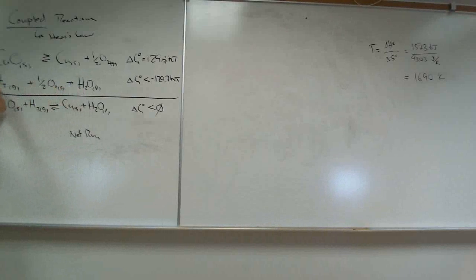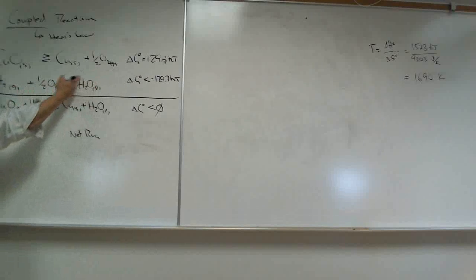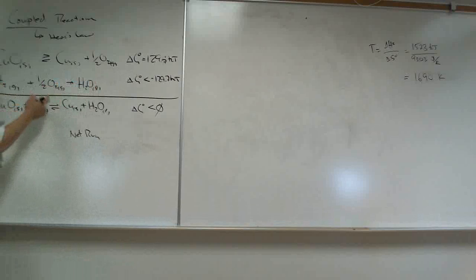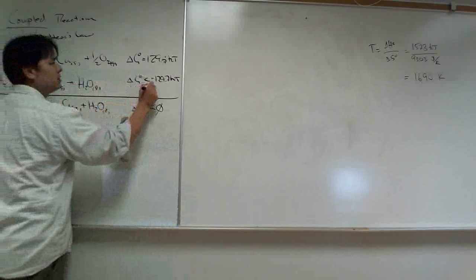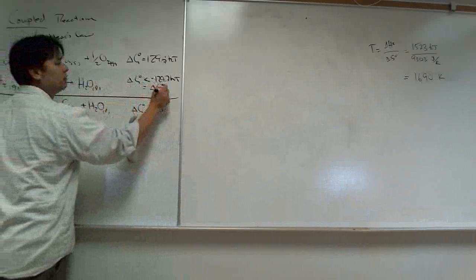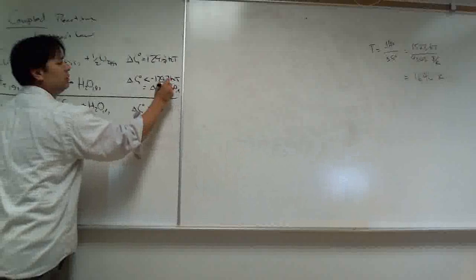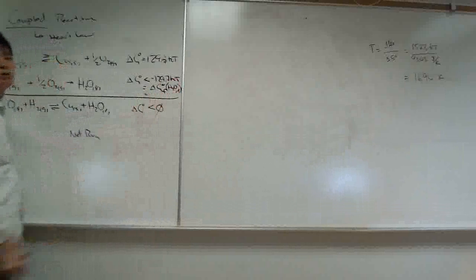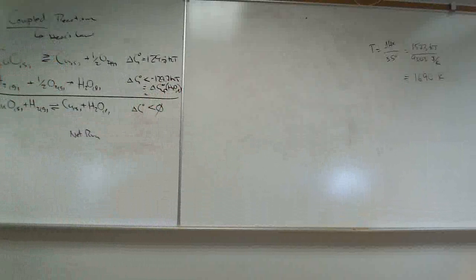This is called a formation reaction. It's formation of H2O liquid from the elements in their standard state. And so delta G naught for this is just equal to delta G naught of formation for H2O liquid. What is delta G naught of formation for H2O liquid? Can somebody look that up?